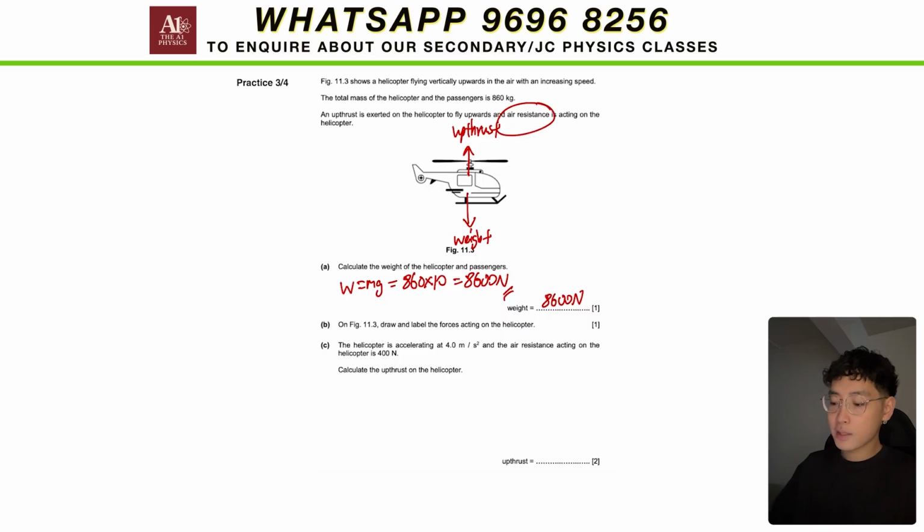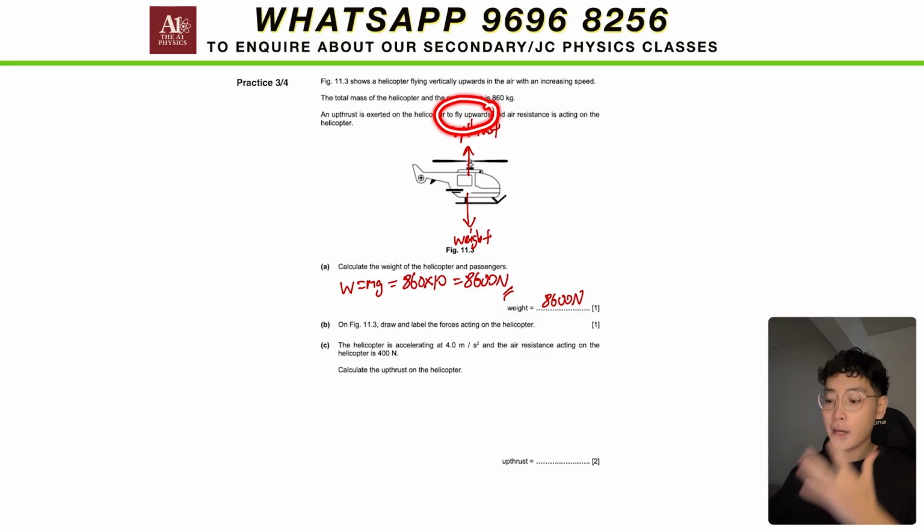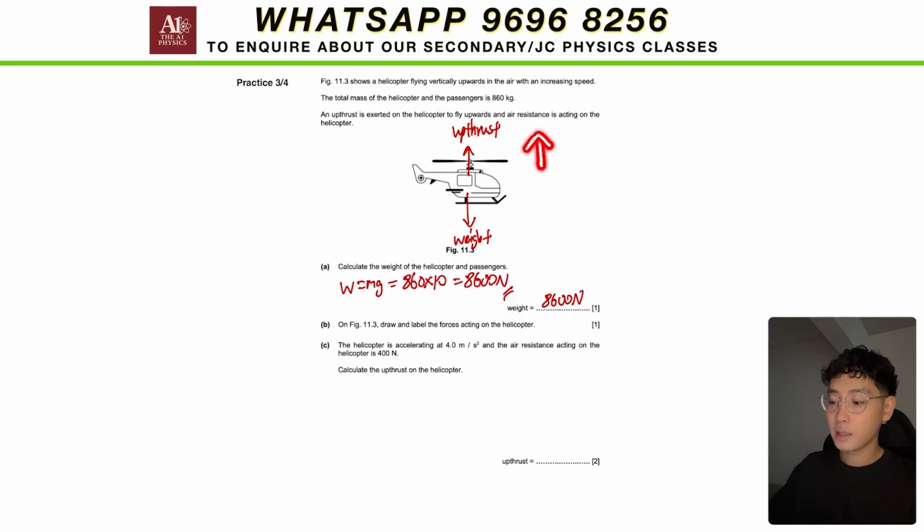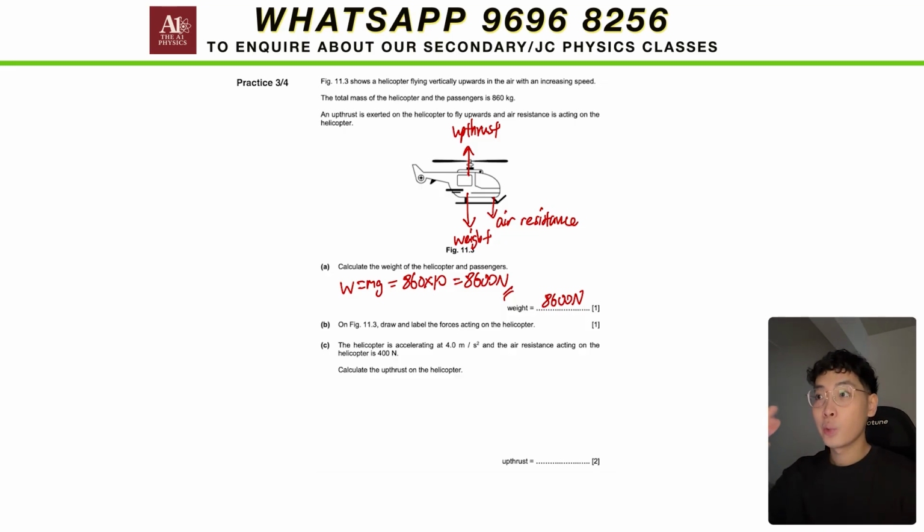There's also air resistance acting on the helicopter. So what direction is the air resistance acting in? We know that the helicopter is flying upwards, and air resistance always acts in the opposite direction. So if the helicopter is moving upwards, it means that the air resistance must be acting downwards, right? Pushing down the helicopter. So these are the three forces acting on the helicopter, right? So that's part B.